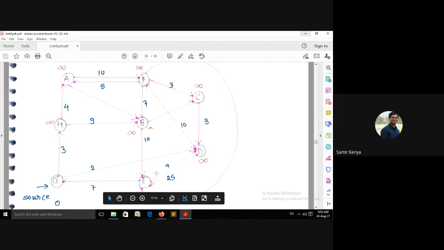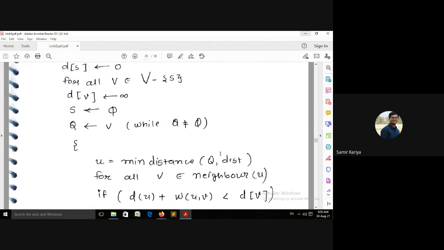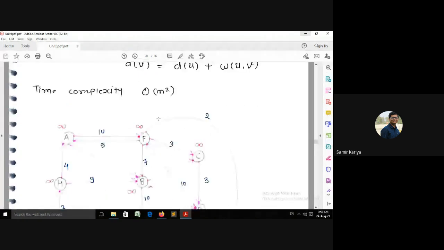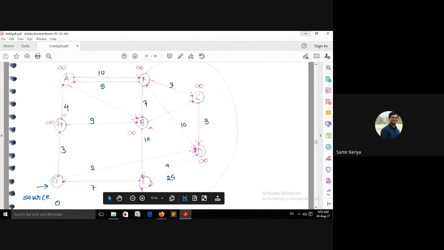Initially my source node is G. The rest of the nodes I am simply making infinity. That's our initial step in the algorithm: distance of V equals infinity. So for all the rest of the nodes, I am writing infinity here, except the source: H, A, F, C, B, D, and E. All have infinity as the initial distance.